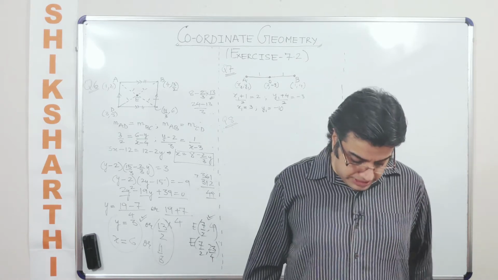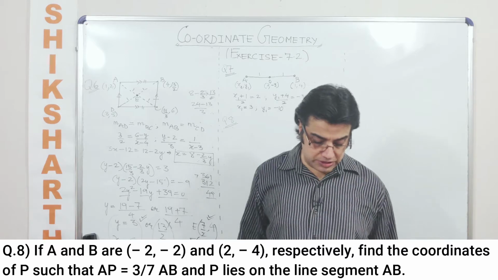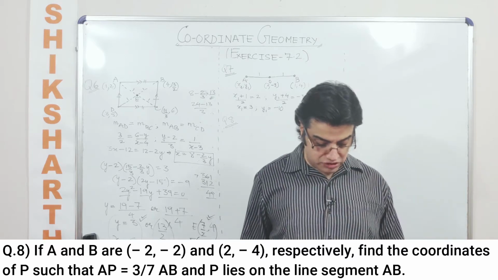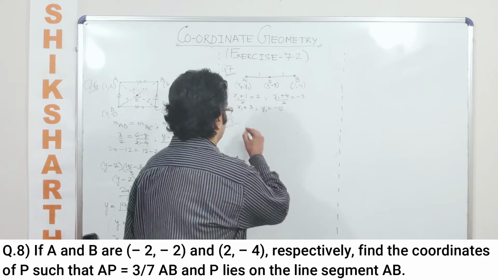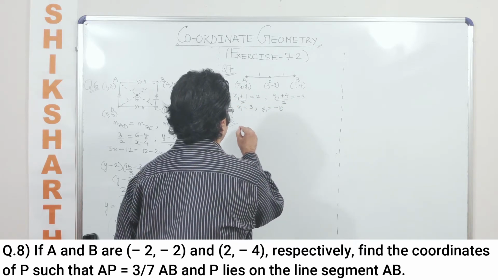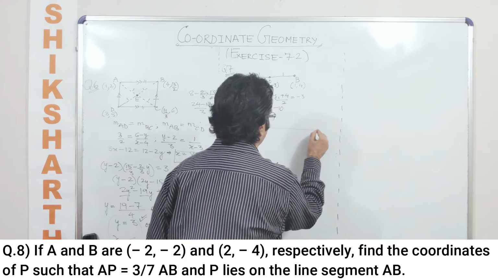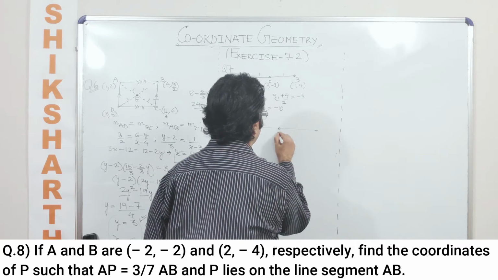Now while talking about question number 8, it says if A and B are 2 points respectively, find the coordinates of P such that AP is 3/7 of AB. So almost a similar kind of question. You can treat it as a word problem.